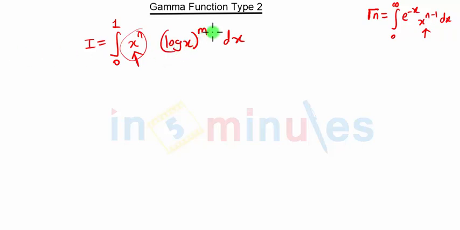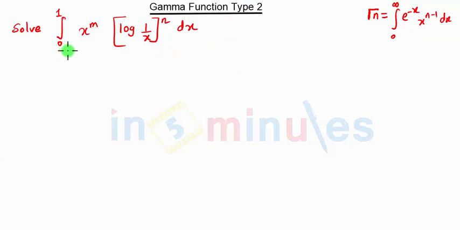This log of x the whole raised to m, we do not want this term. Instead of this term, we want e raised to something, so we will put log of x equal to some constant, and then we will solve our problem. So in type 2, remember, we will have log raised to some number. Okay, this will be more clear when we see the problem.